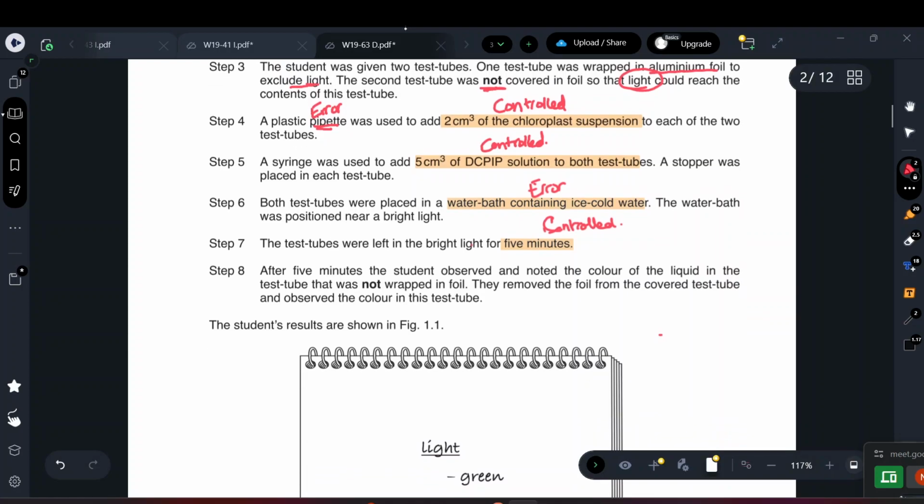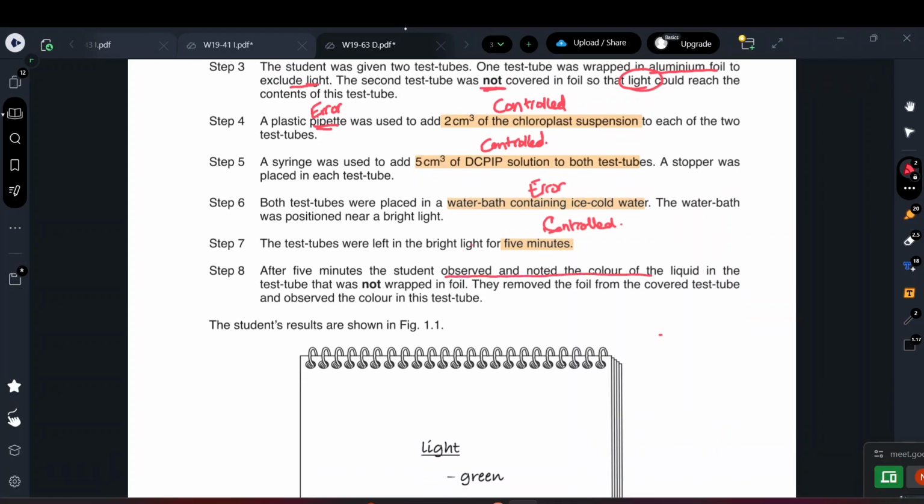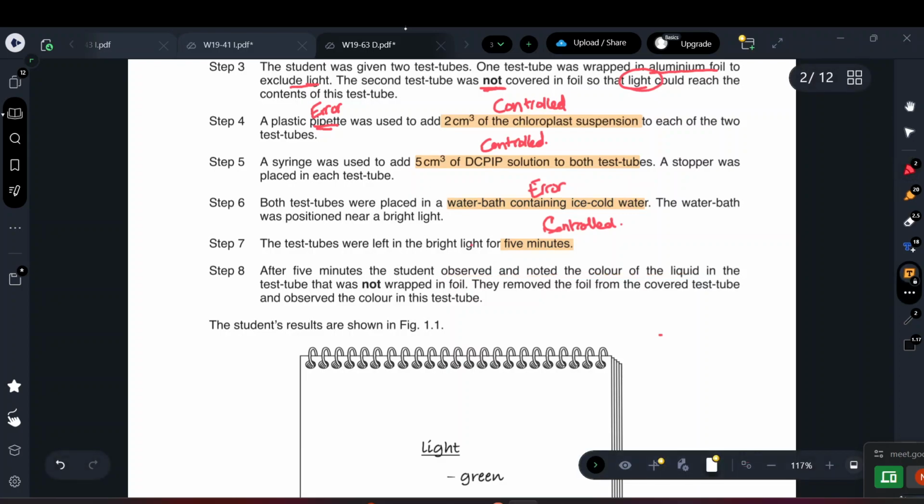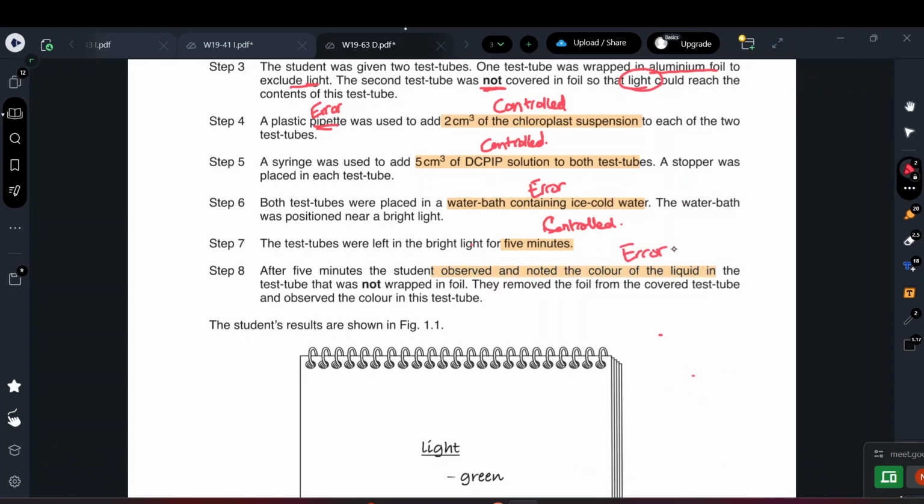After 5 minutes, the student observed and noted the color of the liquid. So anything with color, I have to say that no, this is not accurate. This is a source of error because it is difficult to judge by the eye. It is better to use a colorimeter.